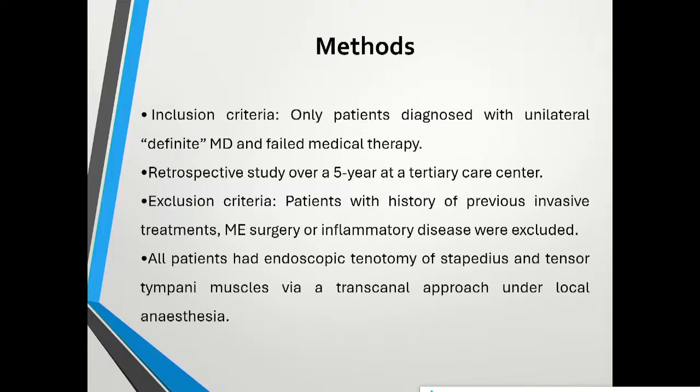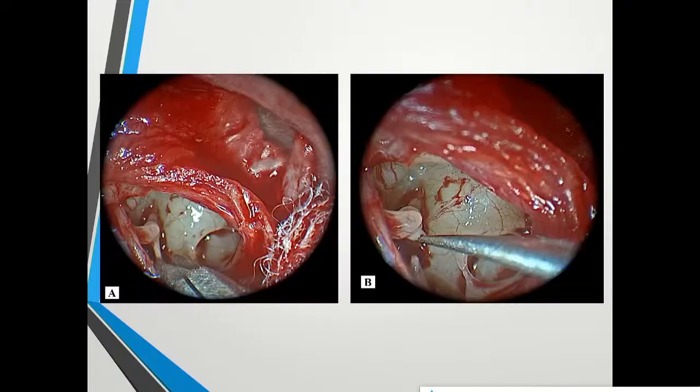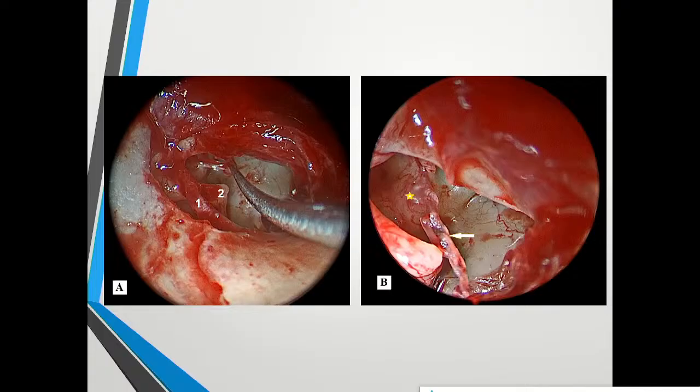So our experience in this aspect, we did a retrospective study discussing patients with definite Ménière's disease. All patients were managed endoscopically by cutting the tendons of tensor tympani and stapedius muscles, and they were all done under local anesthesia. These photos represent identification of the stapedius tendon, then cutting it. The second one shows stretching of the tensor tendon behind the malleus, and then shows it's completely cut. This star represents the cochlear reform process, and this photo was by 30-degree endoscope.